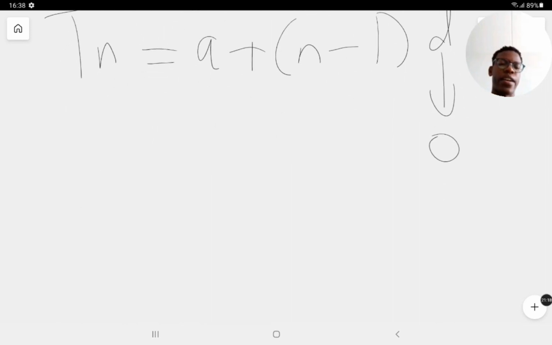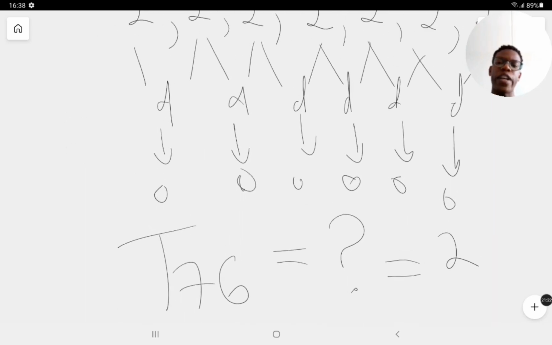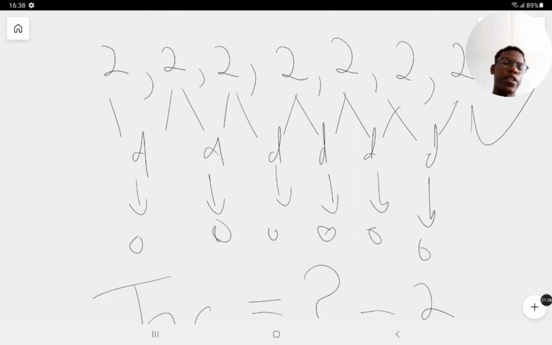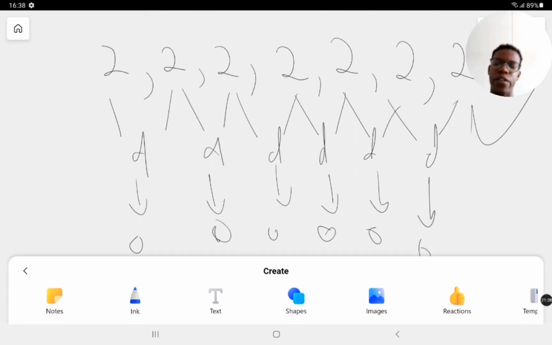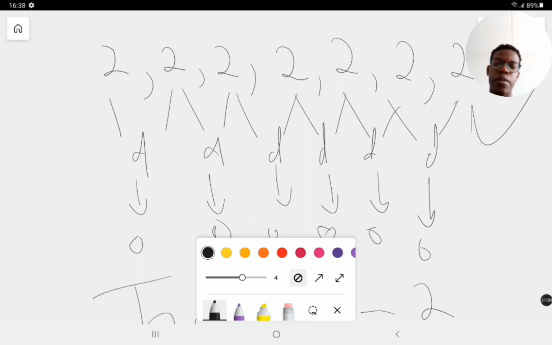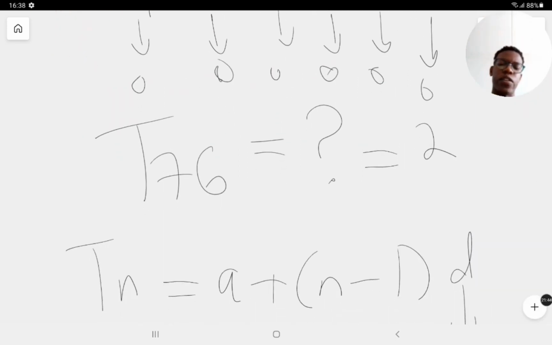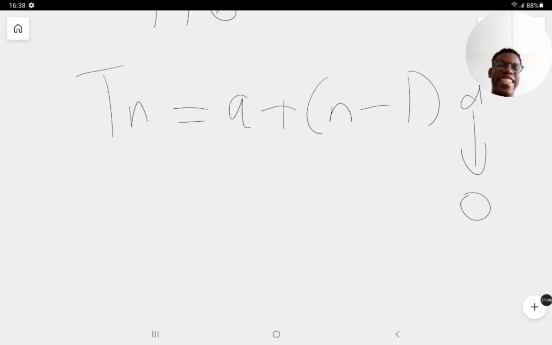Now, what is our a? If you look at the sequence up here, a is 2 because a is simply the first term, right? Where is the first term in the sequence? Here's the first term. It's term number 1, the term in the first position of the sequence. That's all that a is. It's nothing more complicated than that. So a is 2 and d is 0.